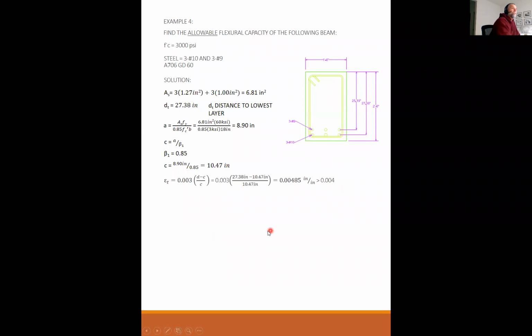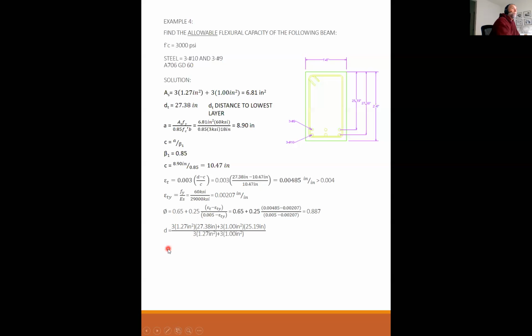It's greater than 0.04. So epsilon sub t is 60 over 29,000, which is 0.00207. So for my phi factor, I plug in epsilon sub t, and I get phi is 0.887.